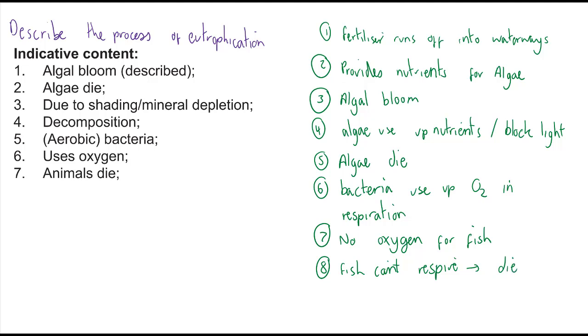Now, that seems like a complicated process, but this is what you've got to talk about. There's an algal bloom. So they get all the nutrients and their population grows. The algae die because they've used up all the minerals, or because they've blocked up all the light and can't photosynthesize. Decomposition takes place by the bacteria, which use up oxygen. So there's no oxygen for respiration, so the animals die. And that is the process of eutrophication.